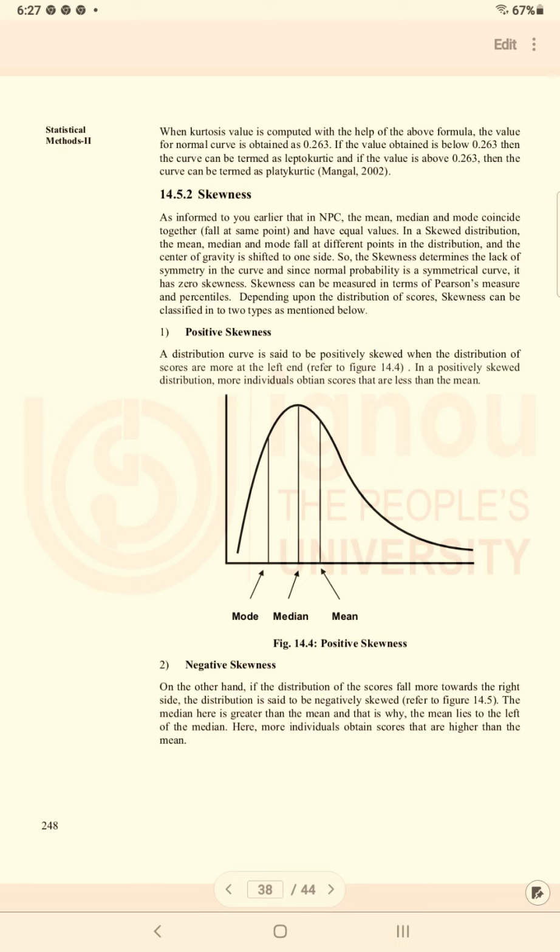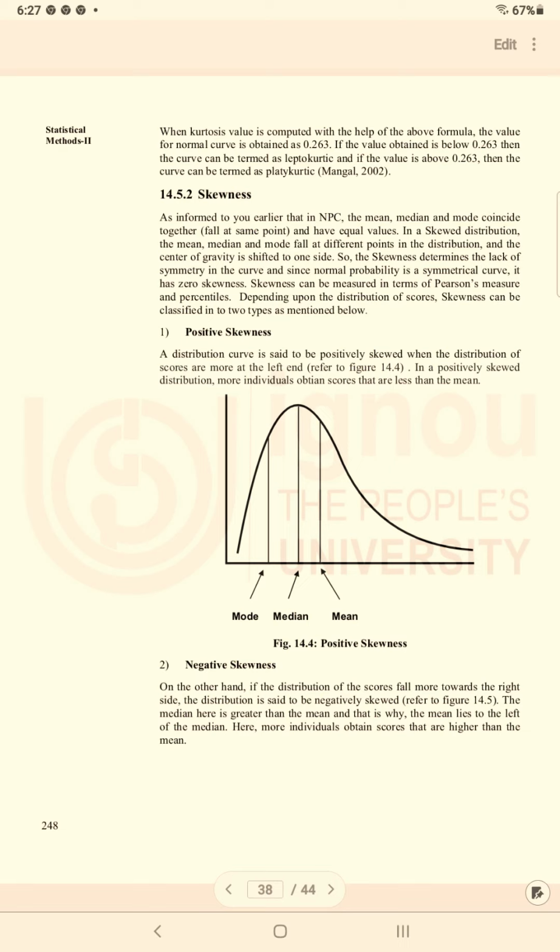Depending upon the distribution of scores, skewness can be classified into 2 types. 1. Positive skewness. A distribution curve is said to be positively skewed when the scores are more at the left end, refer to figure 14.4. In a positively skewed distribution, more individuals obtain scores that are less than the mean. Fig. 14.4. Positive skewness.